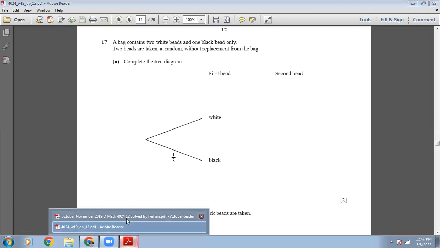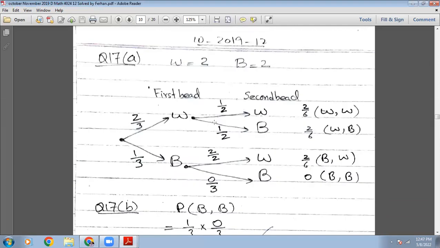So let me show you. I have done this. Hopefully you can see this: white and black. This is the second bead, white and black.